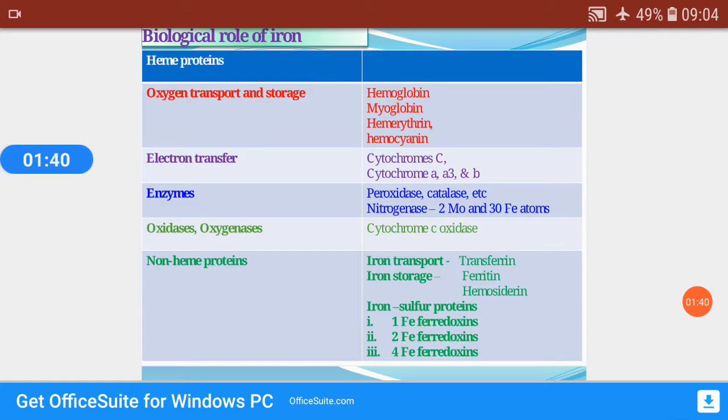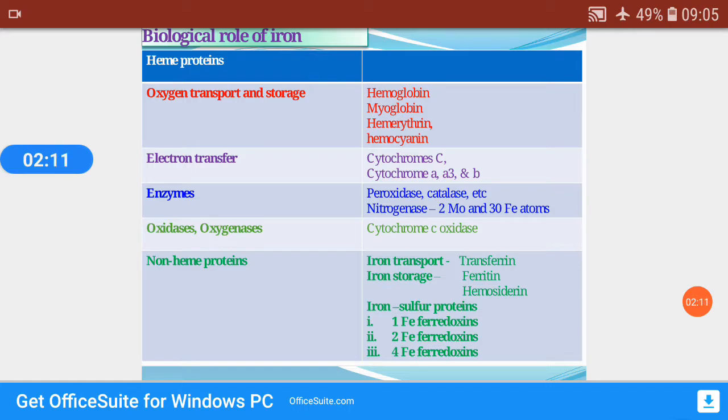Okay, so next is another type of heme proteins that are involved in electron transfer reactions. These are maintained by some of the electron transfer heme proteins, for instance cytochromes C, cytochrome A, A3 and B. So there are different sub classifications within the cytochromes, which are nothing but heme proteins that help in electron transfer reactions.